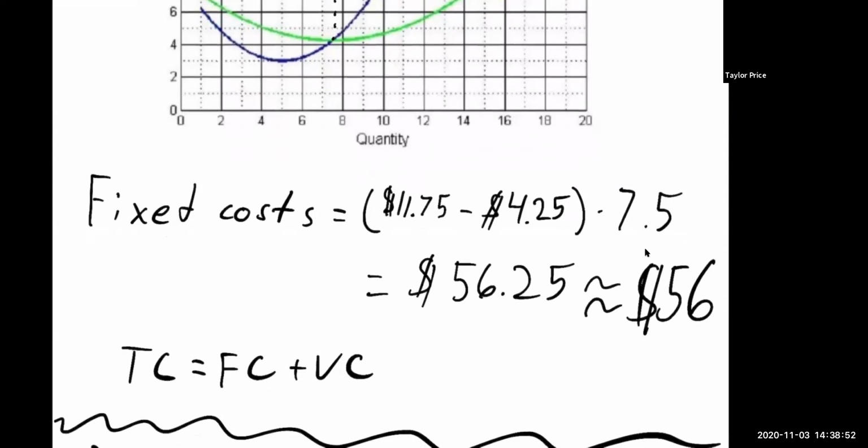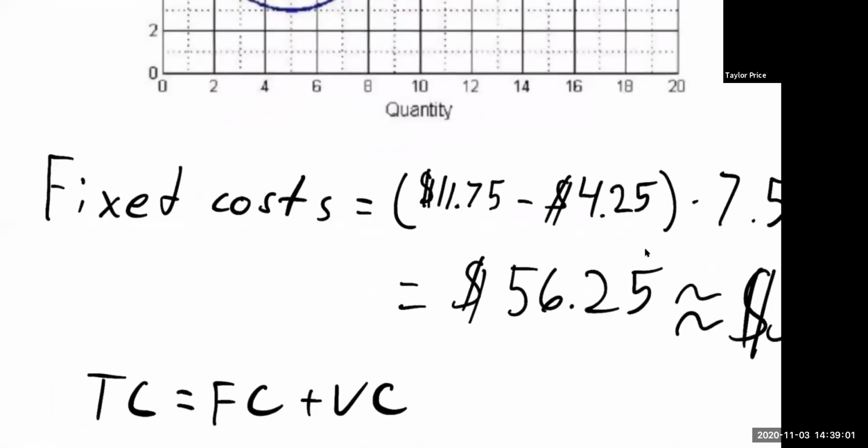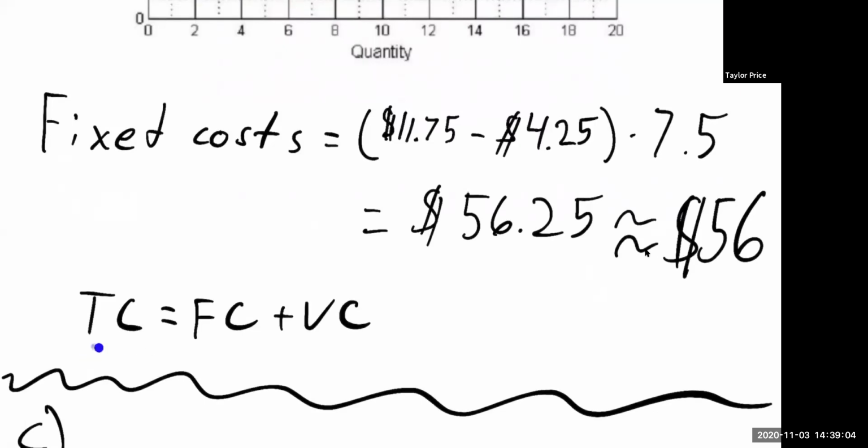The other way to calculate total fixed costs is to look at the total cost calculation. Basically, total costs equals fixed cost plus variable cost. So if we're ever given a problem where we know the total cost and the variable cost, all we need to do is treat the fixed cost as the variable and solve for it. That's how you calculate the fixed cost if you have variable cost and total cost.